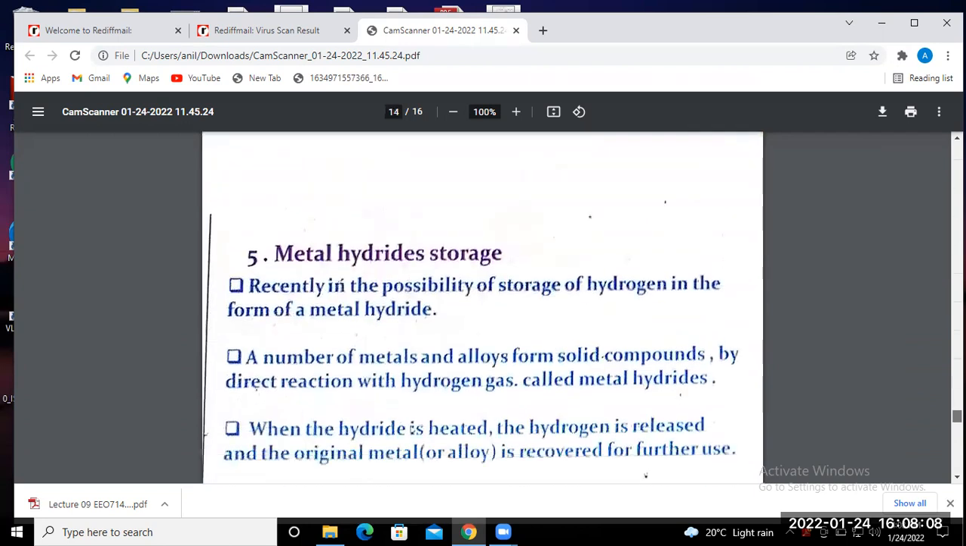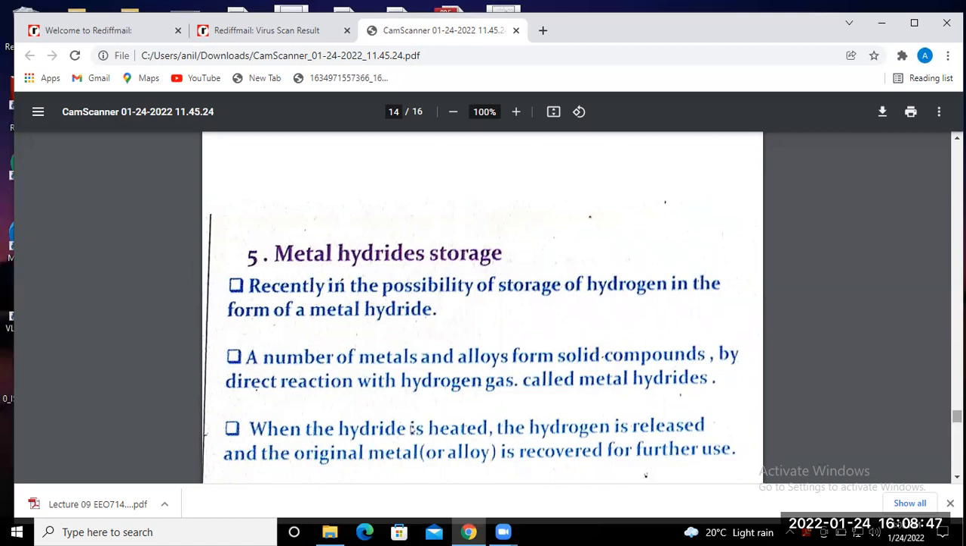The last one is metal hydride storage of hydrogen. Recently, the possibility of storing hydrogen in the form of metal hydride has emerged. This is a recent technique for storing hydrogen. A number of metals and alloys form solid compounds by direct reaction with hydrogen gas, called metal hydrides, which we can use to store hydrogen.